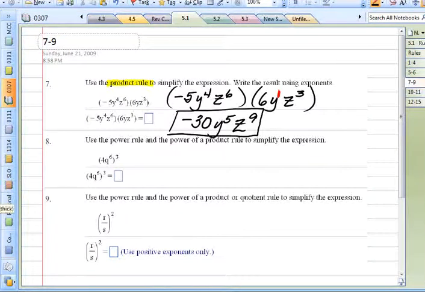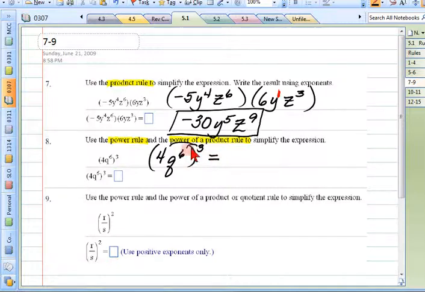Number 8 says use the power rule and power of a product, which is one of those little corollaries that I mentioned. It's kind of an application of the power rule. All right, I have 4q to the sixth raised to the third power. It's going to be kind of like the distributive property. Everything gets raised to the third power.